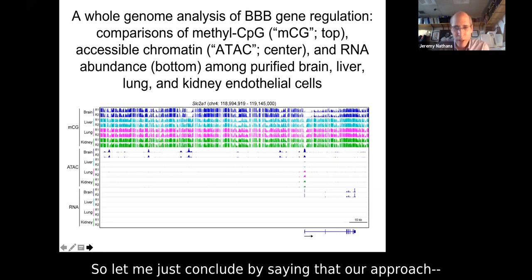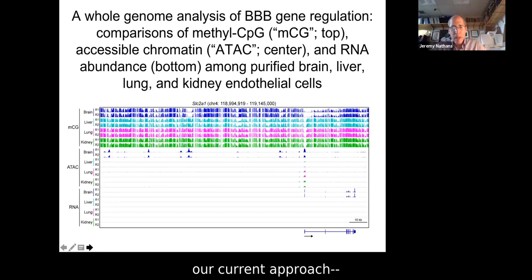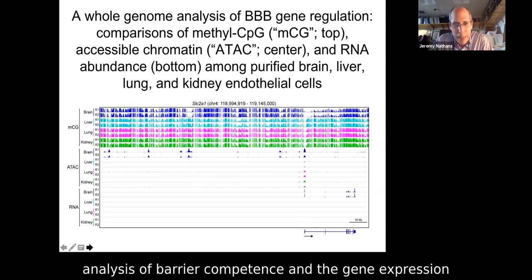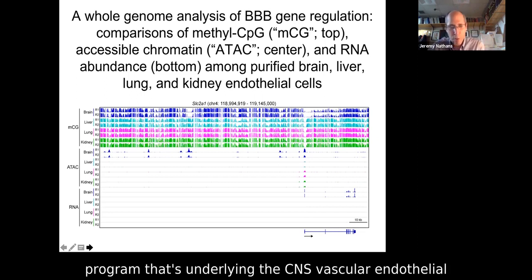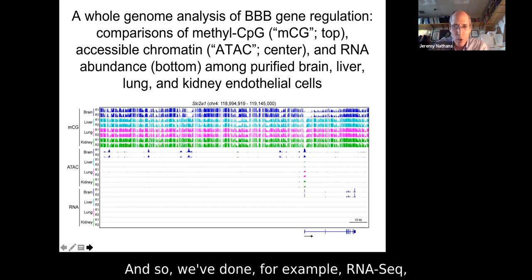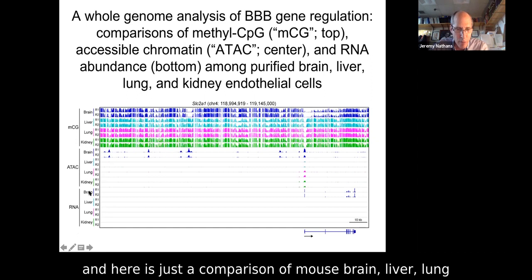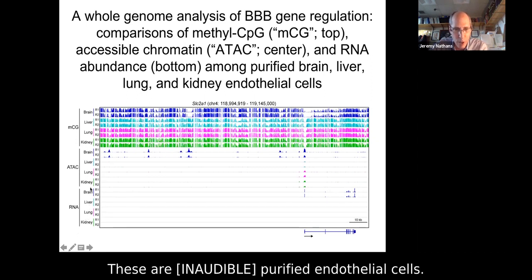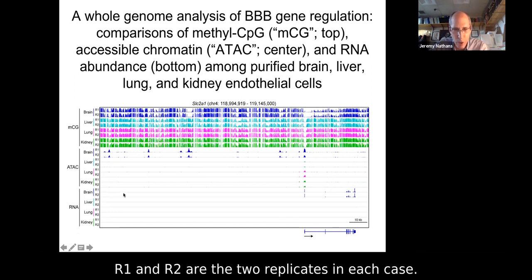So let me just conclude by saying that our current approach is really to take a deep dive at the whole genome analysis of barrier competence and the gene expression program underlying the CNS vascular endothelial cell phenotype. And so we've done, for example, RNA-seq, and here's just a comparison of mouse brain, liver, lung, and kidney. These are FACS purified endothelial cells. R1 and R2 are the two replicates in each case.